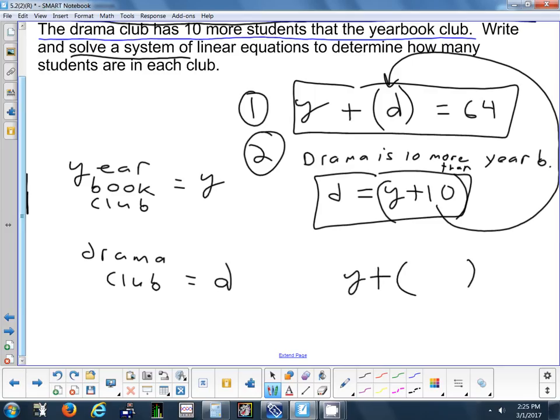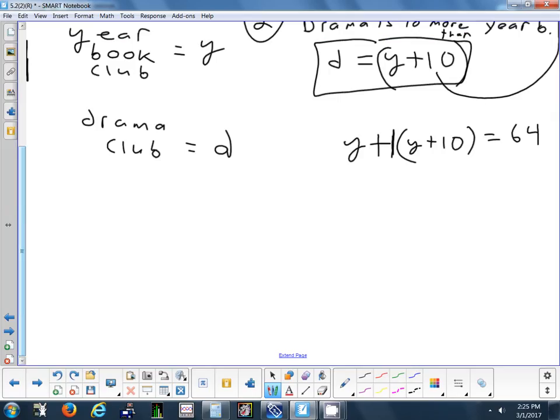Yep, y plus 10. Perfect. Do I have anything I need to distribute in this problem? On the outside of parentheses? No. I don't have any number here other than a 1. So we can just take the parentheses out. So there's nothing to distribute.